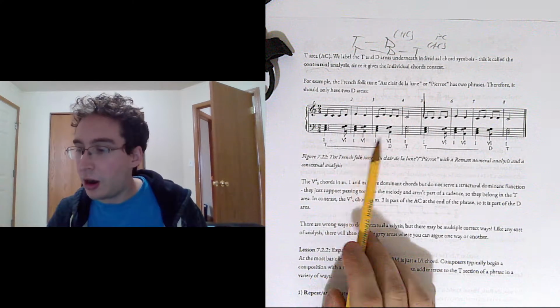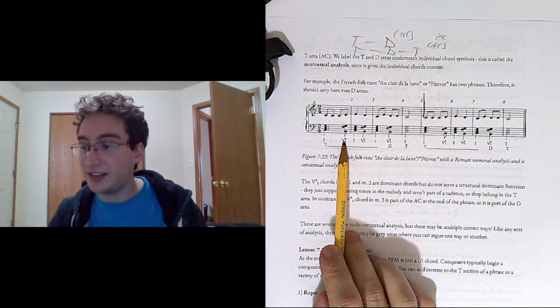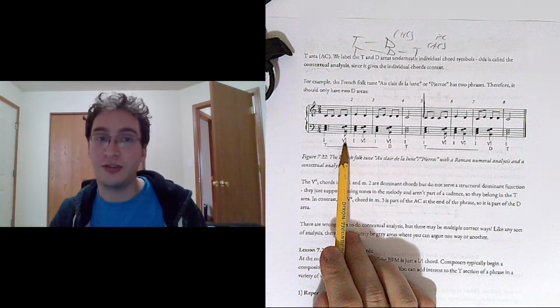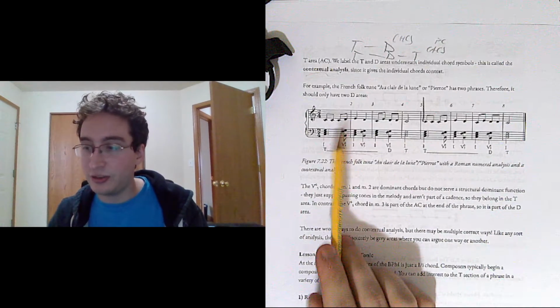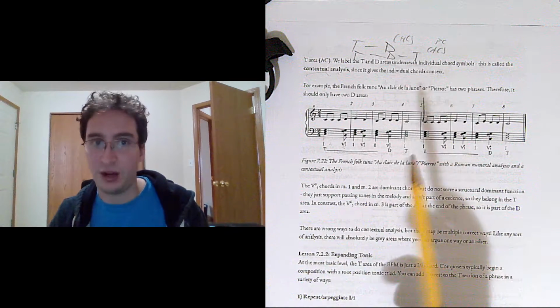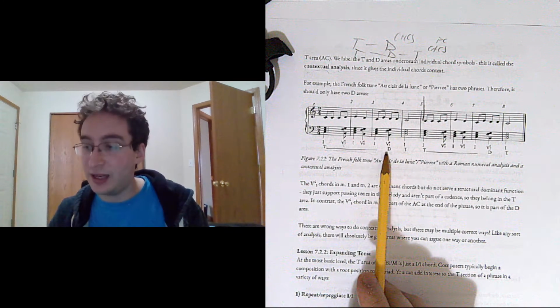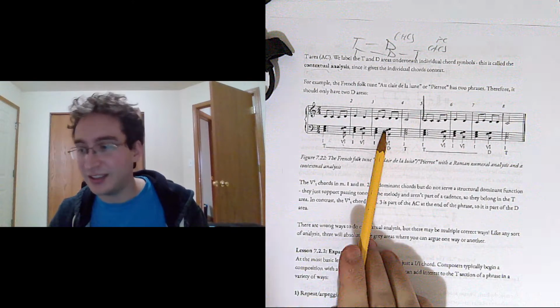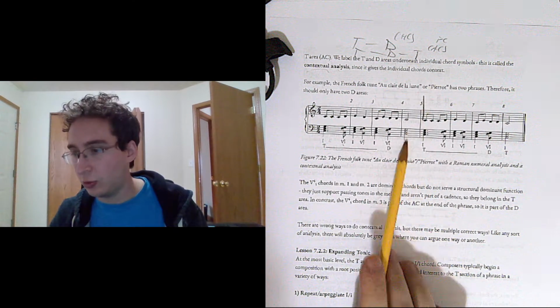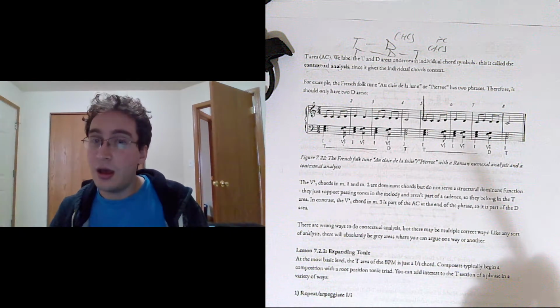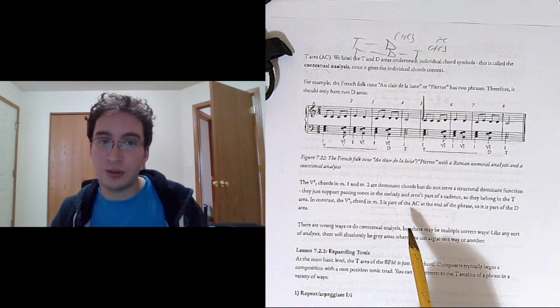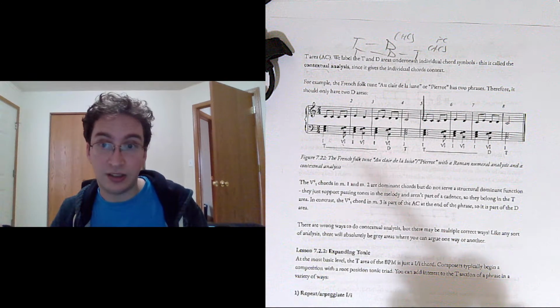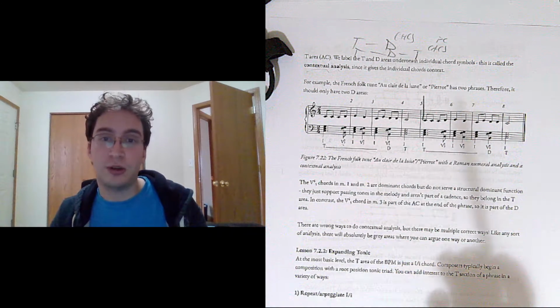So these are dominant chords in the literal sense that they're 5 chords, but they don't serve as dominants functionally. They're just supporting passing tones in the melody, and they aren't part of a cadence. Dominant is going to be part of your structural cadence. 5, 2, 1. There are wrong ways to do contextual analysis, now that I'm reading it like a normal person. But there can also be multiple correct ways.